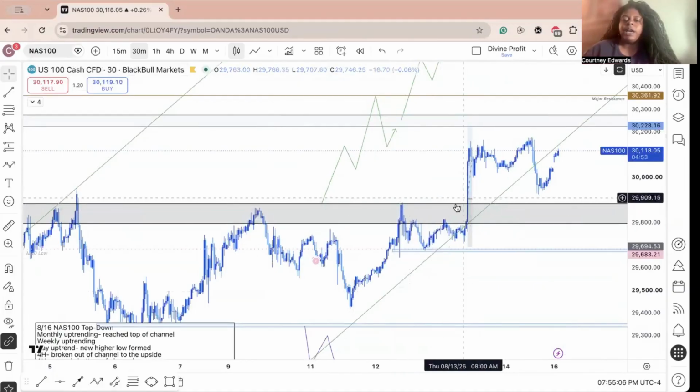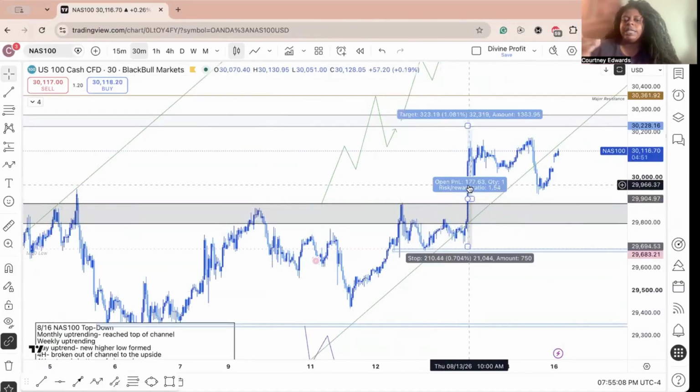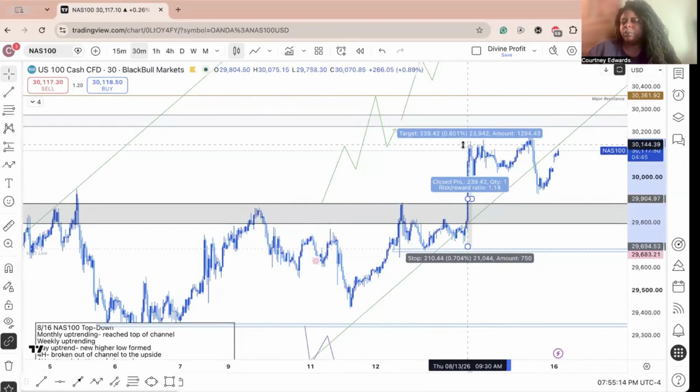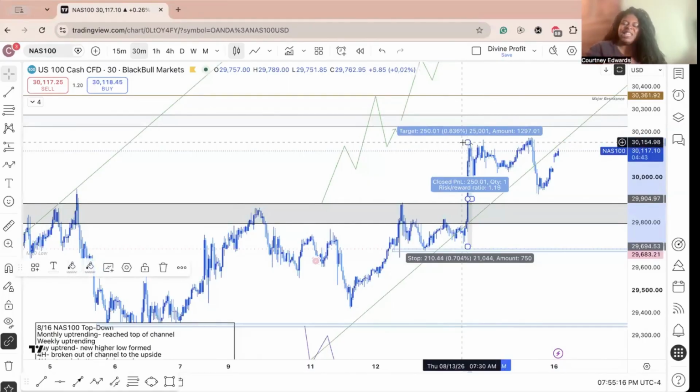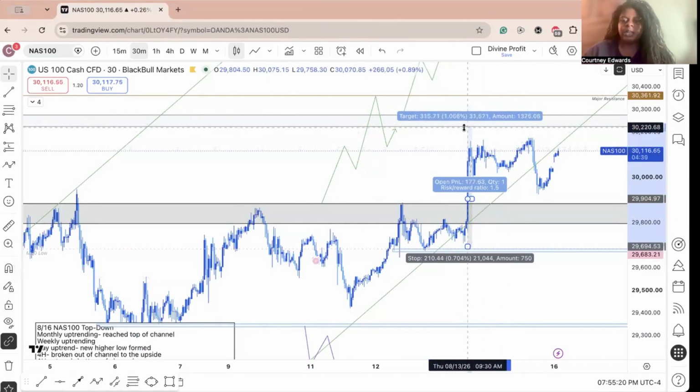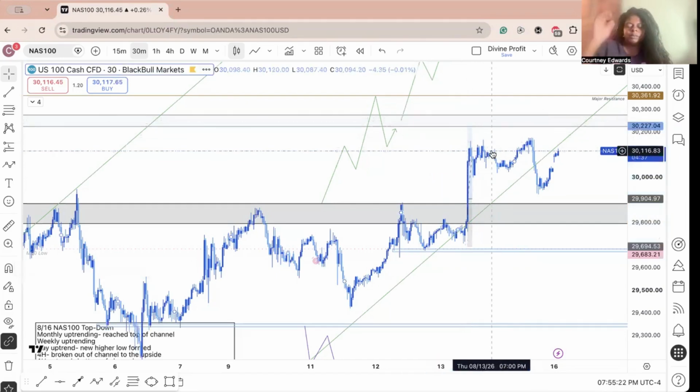So we did get a break of that high happen here, so I did take a little buy. Towards the end of the week, it happened like Thursday, and I went ahead and closed at this level here just because it was end of the week and I didn't want to have to hold anything over the weekend. But that was my target. So that played out really well.